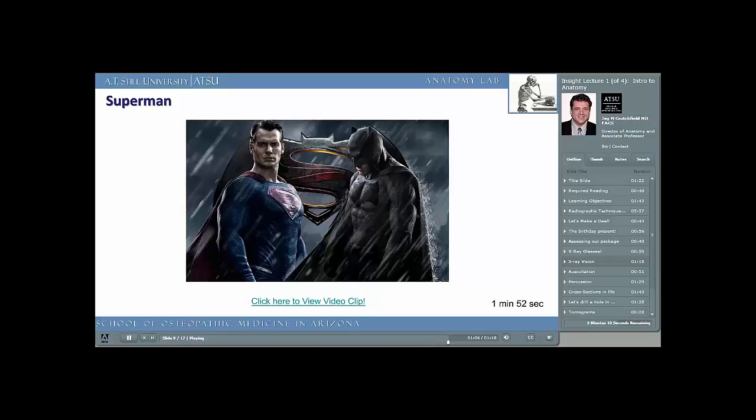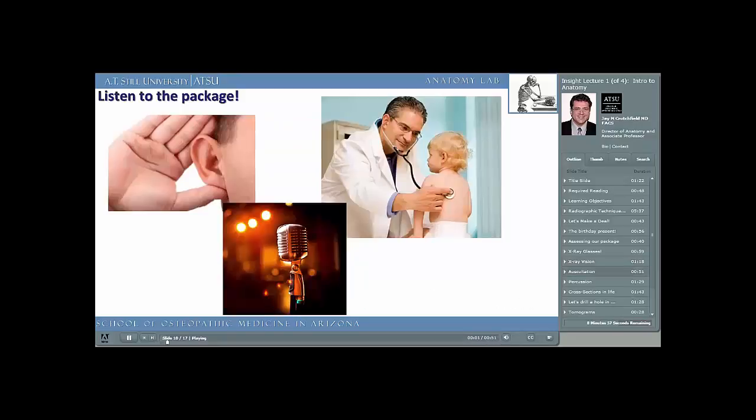Let's take a look at how we can use our hands and our eyes and our ears and the tips of our fingers to try to assess what's inside the package before we take the patient to the radiology suite. We can listen to the package. We call it auscultation. By using a stethoscope, we can learn a lot about the diagnosis of the patient.